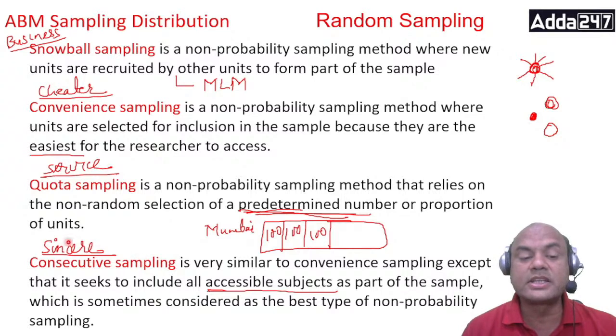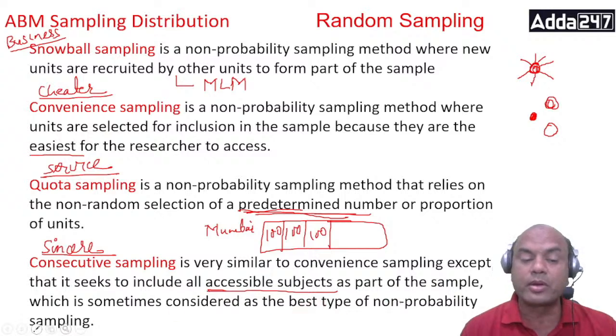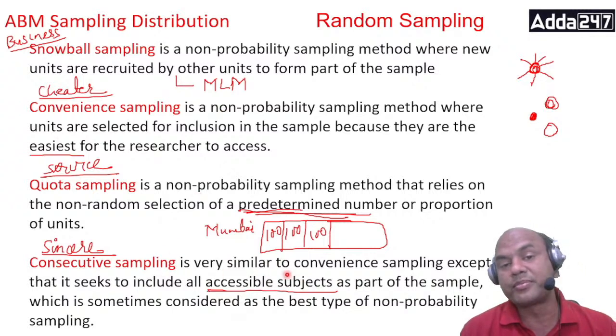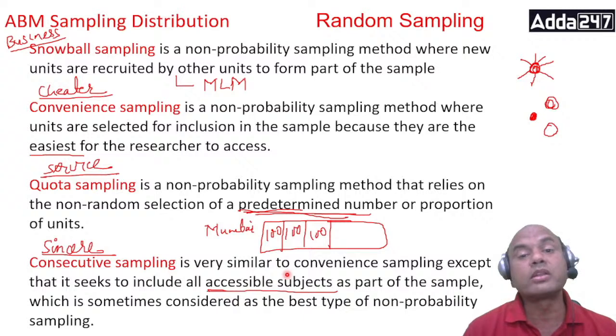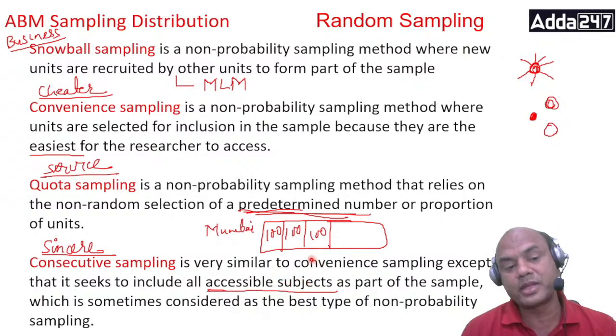Consecutive. This is a sincere guy. This guy is a cheater, convenience. And this is a sincere guy. It's very similar to convenience sampling, except it seeks to include all accessible subjects as part of the sample, which is sometimes considered the best type of non-probability sampling. So this guy won't stay at home. He will go to each and every accessible part. For 15 people, I'll go to one corner, then another corner, then another corner, and then I'll select the 15 samples from there. So this is consecutive. Sincere guy. Okay.